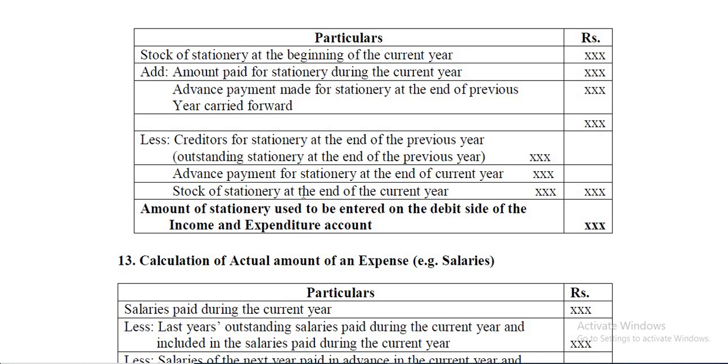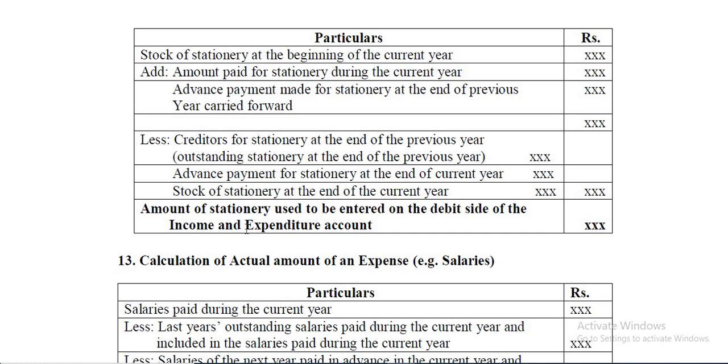Then stock of stationery at the end of the current year. I already told you stationery at the beginning of the year, purchases during the year, and stock of stationery at the end of the year. Then you will get stationery consumed. So thus, if you adjust all these items, so one or two items are added and two or three items are deducted, you get the stationery used during the year, and therefore that should be entered on the debit side of income and expenditure account.